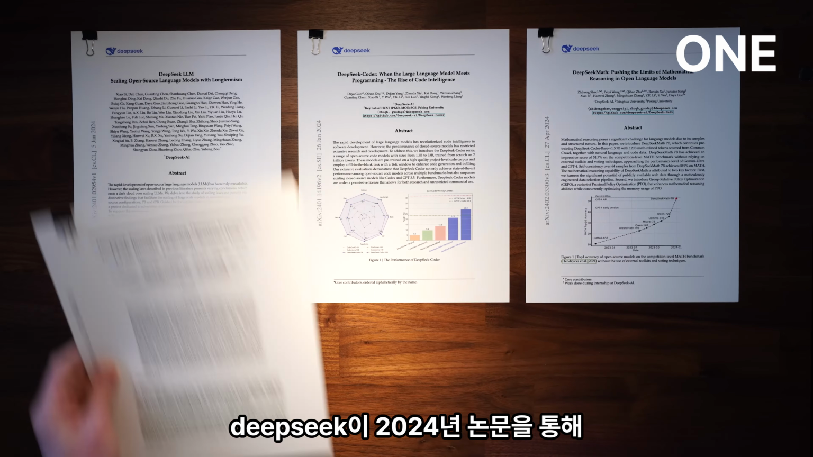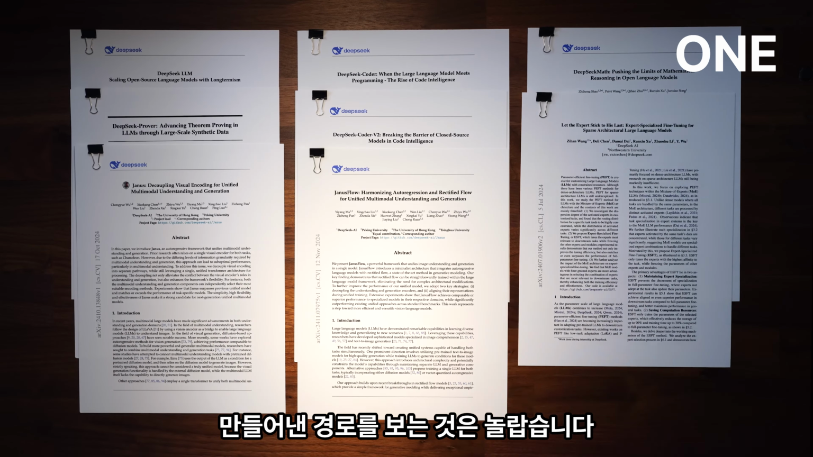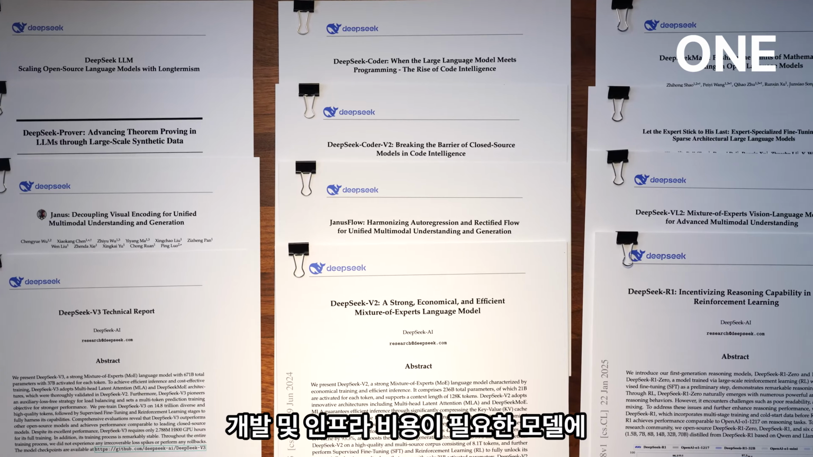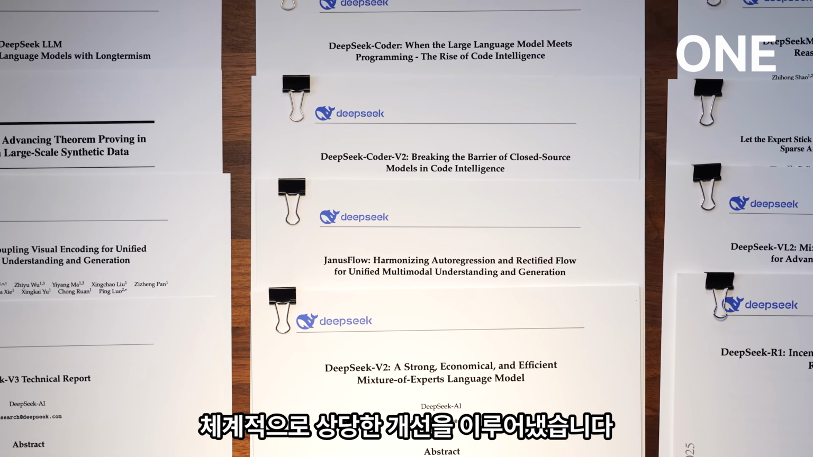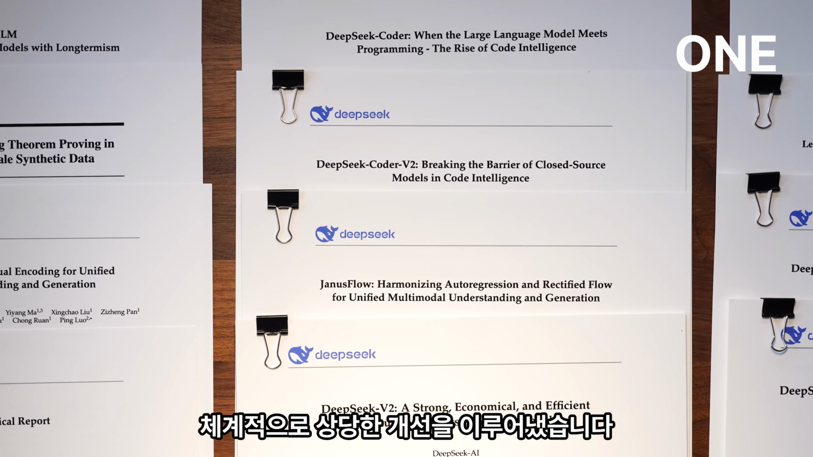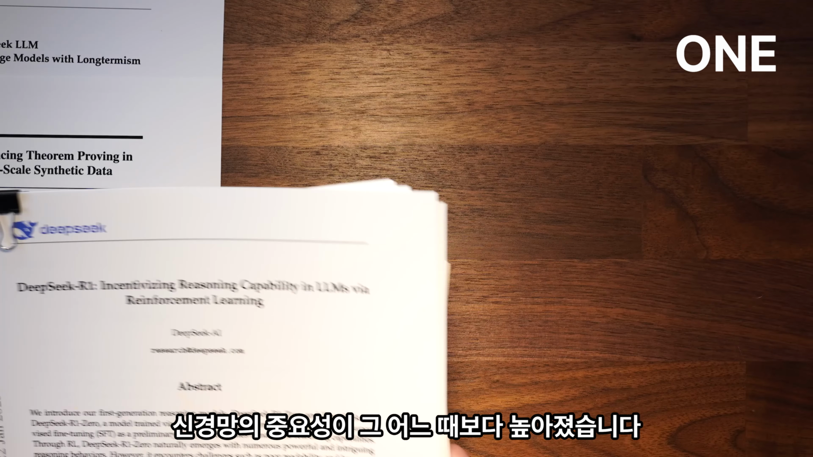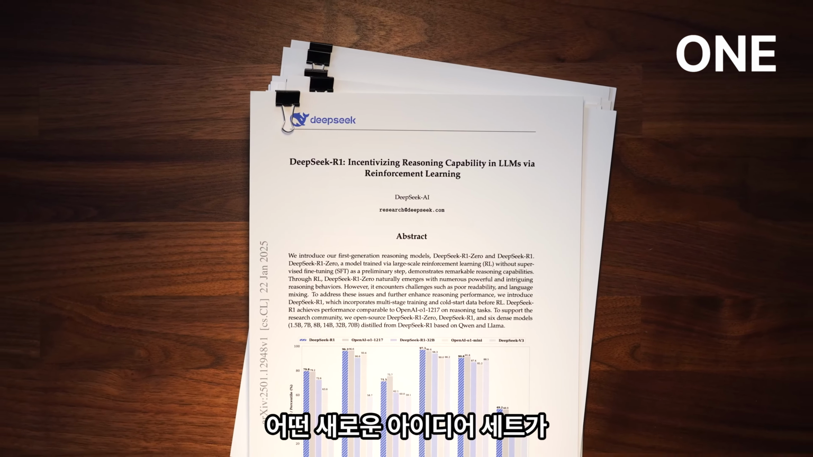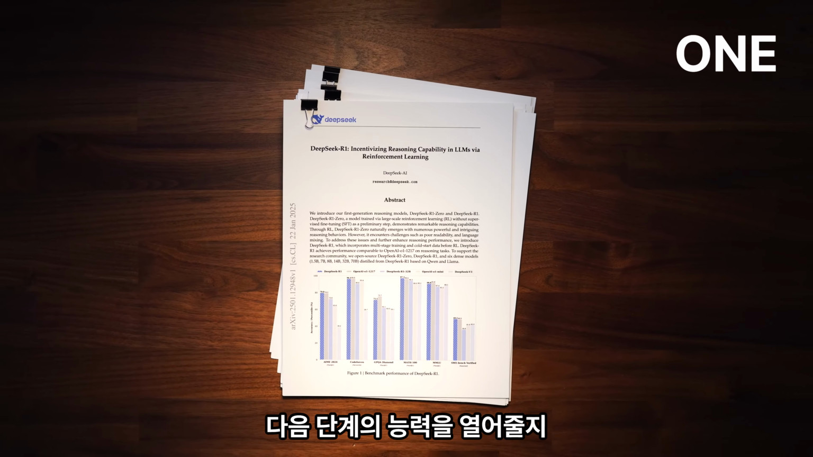It's amazing to see the path that DeepSeek carved through their 2024 papers, systematically making substantial improvements to models that required hundreds of millions of dollars in R&D and infrastructure costs. The stakes have never been higher for neural networks. It will be fascinating to see what new set of ideas unlocks the next level of capabilities as we build more and more intelligent systems.